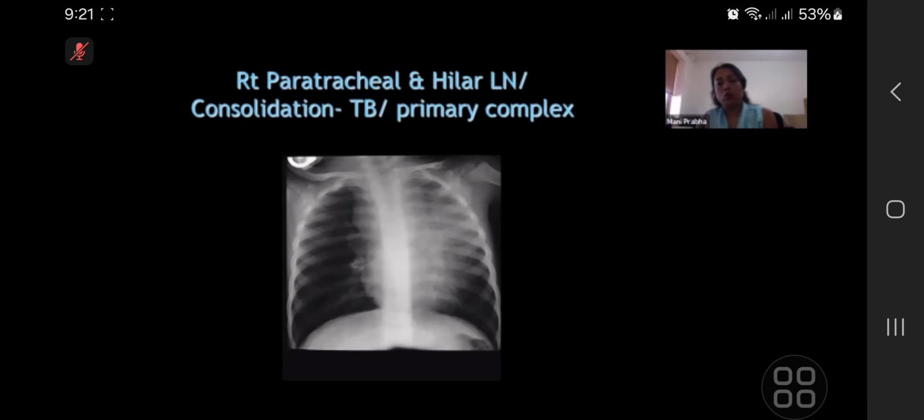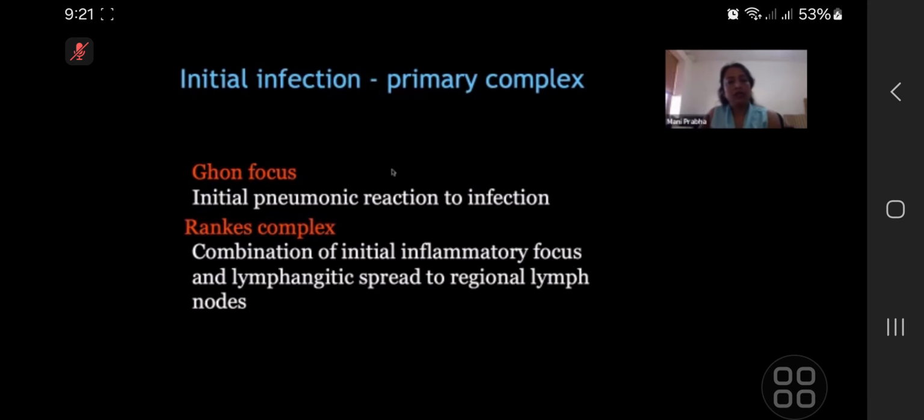So in TB, what happens? I'm just going to describe that this is the initial infection, the primary complex, which is called Ghon's focus, and this is the initial pneumonic reaction to the infection. This will be mostly in the upper lobes. Then Ranke's complex is a combination of the initial inflammatory focus in the lung and the lymphatic spread to the regional lymph nodes. So in this case, it's the Ranke's complex, where lymph nodes are also enlarged. You are absolutely right in saying that you would suspect a sinister pathology and lymphoma, but include TB also in your differential list. Sure, yeah.